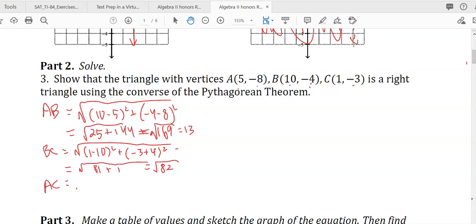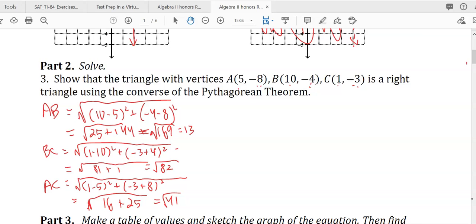AC. It's going to be, let's see, 1 minus 5 squared plus negative 3 minus negative 8, which is negative 3 plus 8, which is square root of 16, plus 5 squared is 25, which is 41, square root of 41.